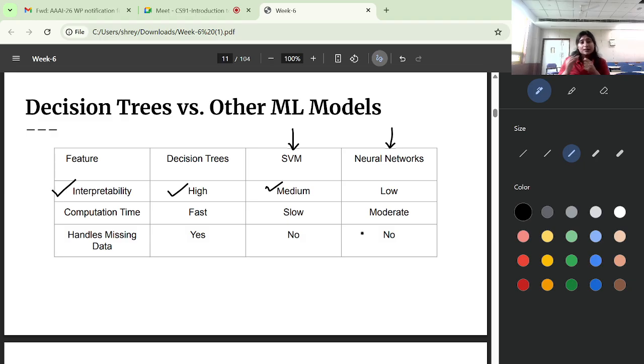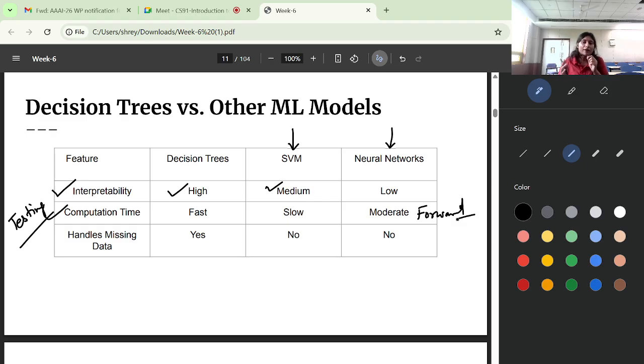Computation time means, I am talking about testing, not training. If you have saved one model of a neural network, an SVM or a decision tree, neural networks will take a moderate amount of time, because once you train your system, you will have weights. You just take the input, multiply or add, apply the activation function, and go for the forward pass. So if the number of neurons and layers is high, some time will be taken, but it is considerable, no problem.